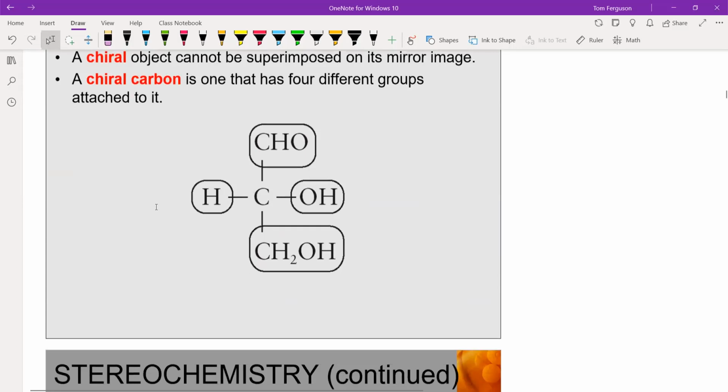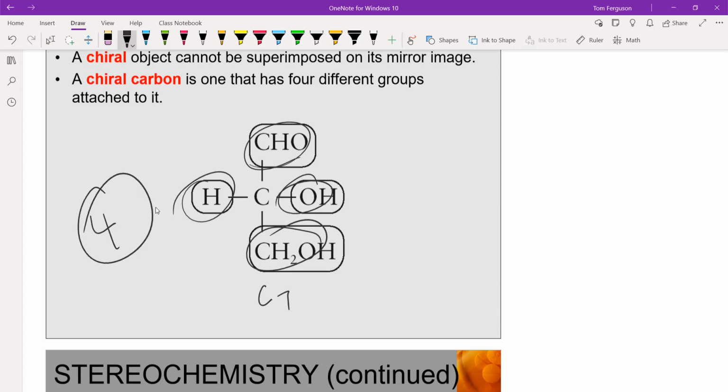So let's look at this carbon here. We have 4 groups. It doesn't matter how long the group is. This could be a C7. It doesn't matter how long it is, and it's got to be 4. Can't be 3 or 5. It's got to be 4 totally independent, unique groups attached to a carbon. That becomes a chiral carbon.